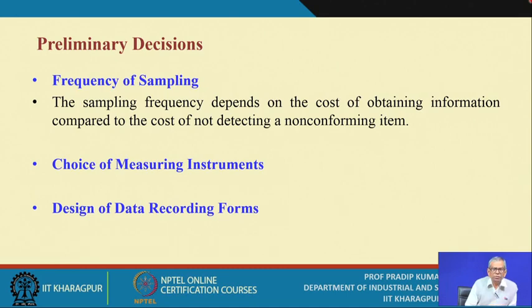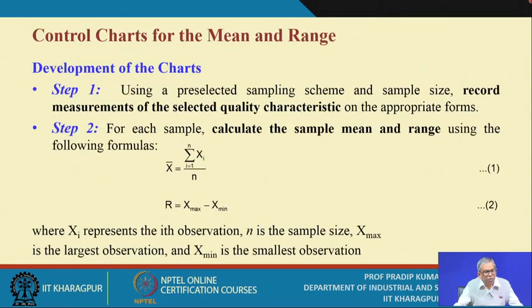Choice of measuring instrument, this is very, very important. That means while you select a particular measuring instrument, you make sure that it has the right kind of accuracy, precision, as well as resolution or sensitivity, and then you have to design a data recording form. So, the control charts for the mean and range: the mean notation is x bar and the range notation is R.